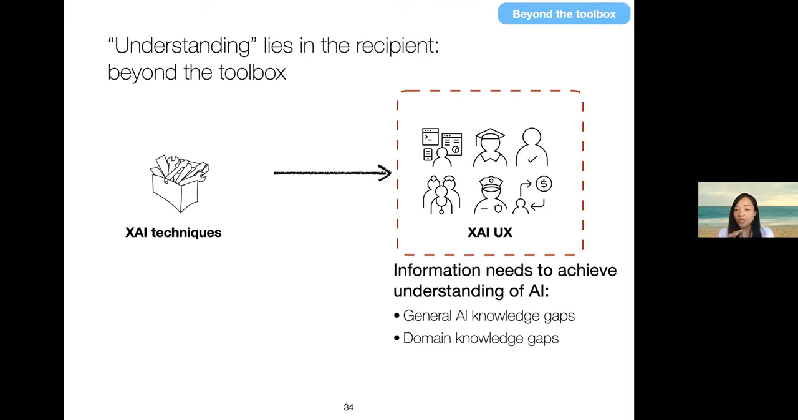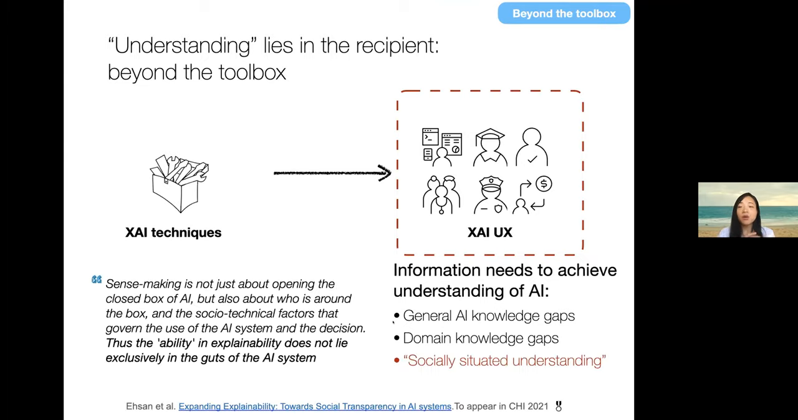By doing that, you will quickly realize that there are other kinds of information or knowledge gaps, right? Users might need to first understand how AI works in general before they can make sense of explanation. Or they may have a domain knowledge gap. They need to first understand what a feature means in this domain before they can understand explanation. Our recent work also highlights that a user might also need to make sense of the socio-organizational context of this AI system, especially given that consequential AI systems are often deeply embedded in certain organizational contexts. So users also need to make sense of that, and understanding is socially situated.